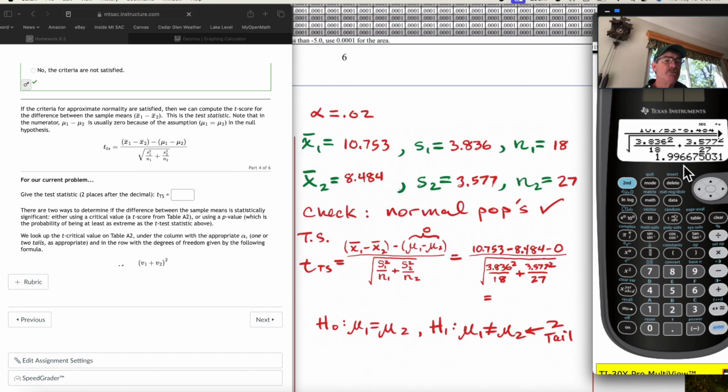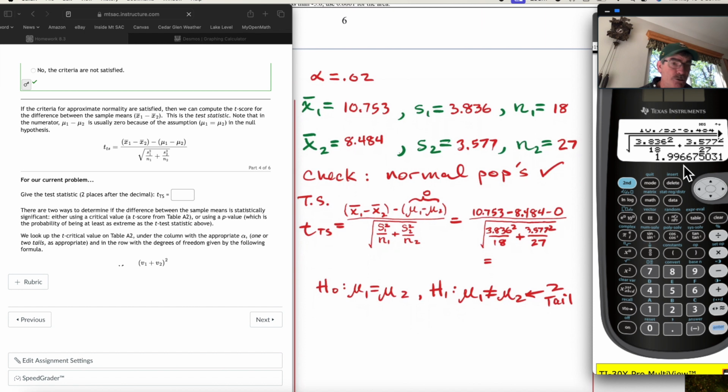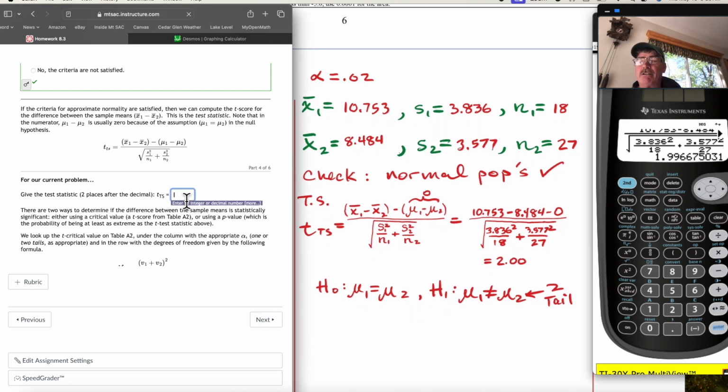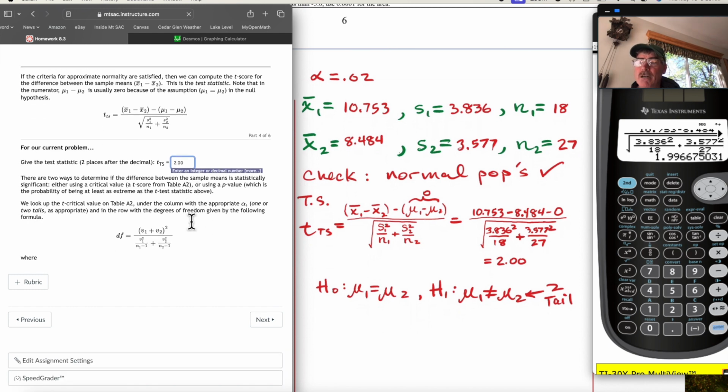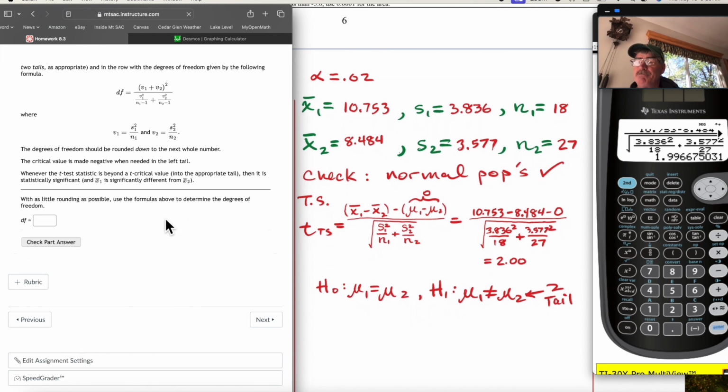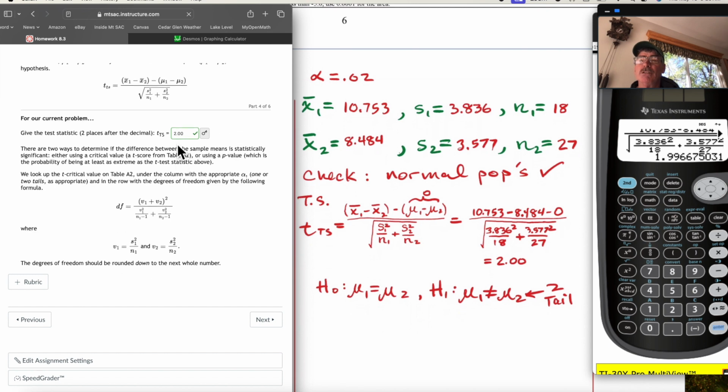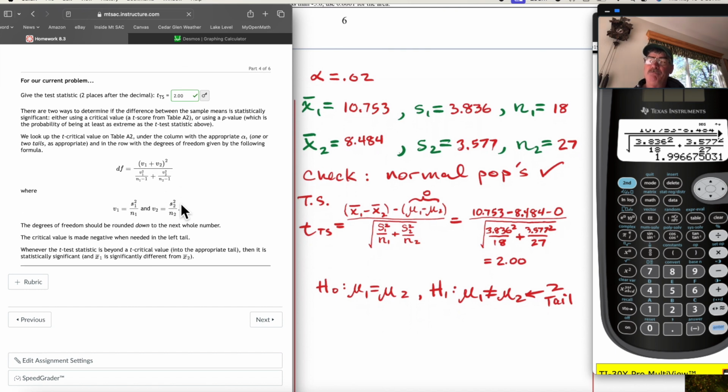199 goes up to 200. So I'm going to call that 2.00, which is kind of crazy. But that's what we've got. And let's see if we get that right. I'll go ahead and do my check up here. That's good.